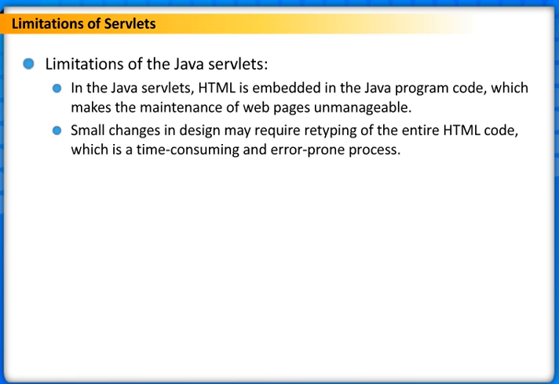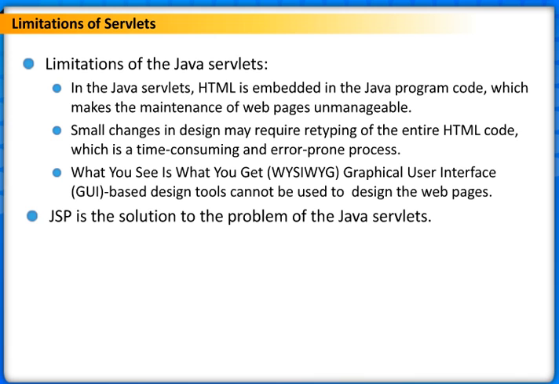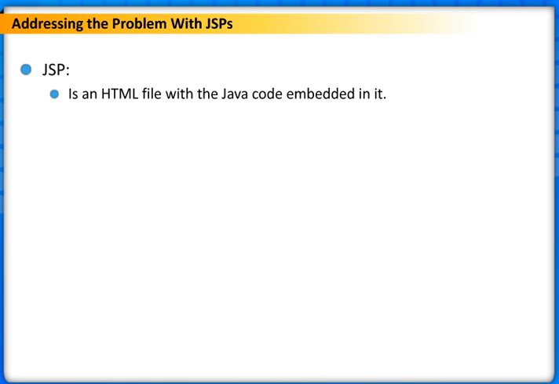In addition, the web designer cannot use what you see is what you get, or WYSIWYG, graphical user interface or GUI-based design tools, to design the web pages. JSP is the solution to the preceding problem. While a servlet is a Java source file containing embedded HTML, a JSP might be considered to be an HTML file with the Java code embedded in it. A JSP page uses scriptlets to embed the Java code. As JSP consists of more of HTML code, it can be created using various GUI design tools. Thus, the task of designing and maintaining the web pages becomes easy.